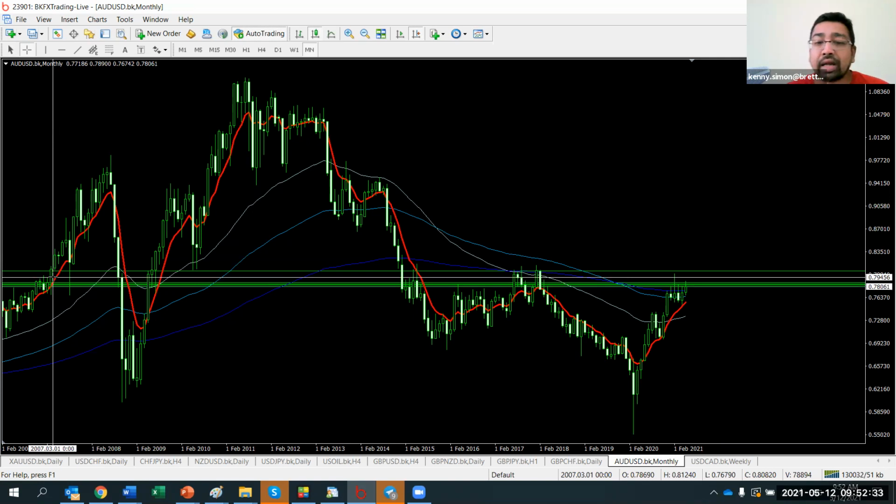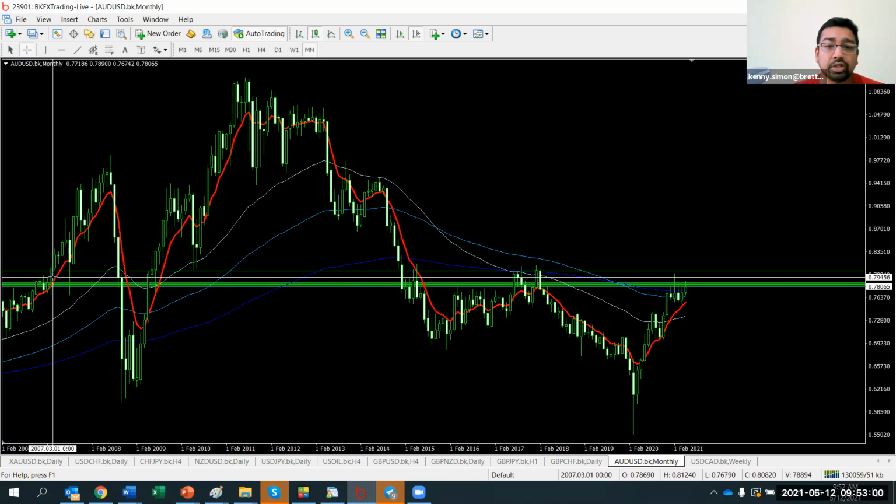So the 0.7950 area should be respected, and whatever you do for AUD USD, buying or anything else, just remember that you need to exit before 79.50. So 79.40 should be your maximum price. Whatever you do now, if you're buying now, you want to buy, you want to enter, you need to put your stop loss at 0.7940 at least.